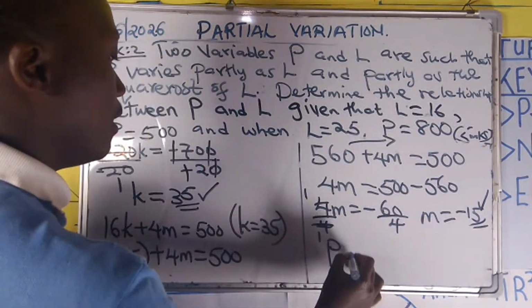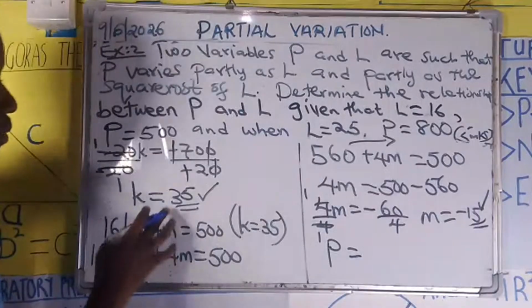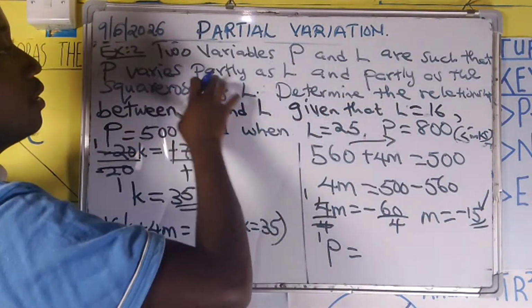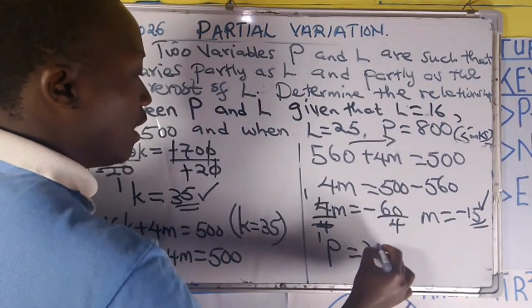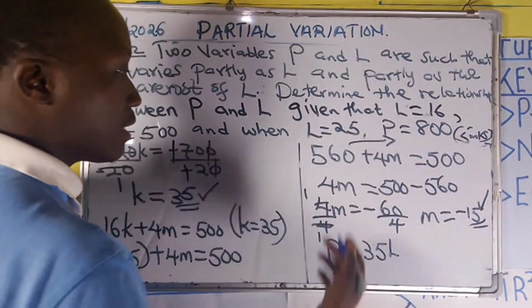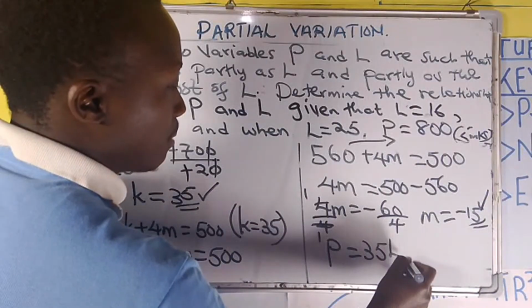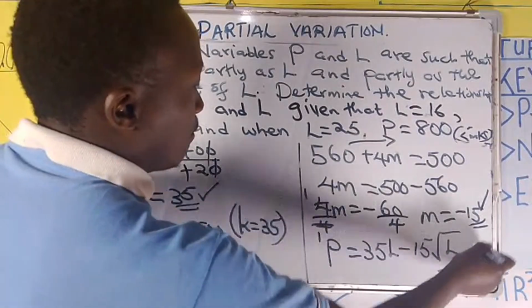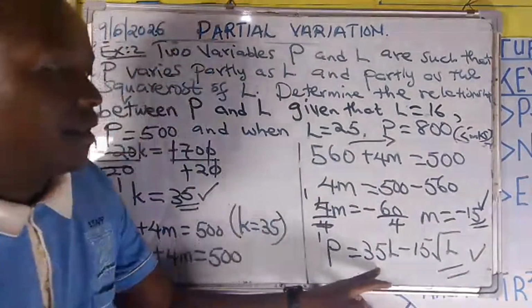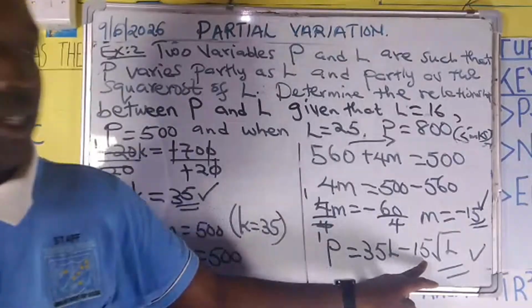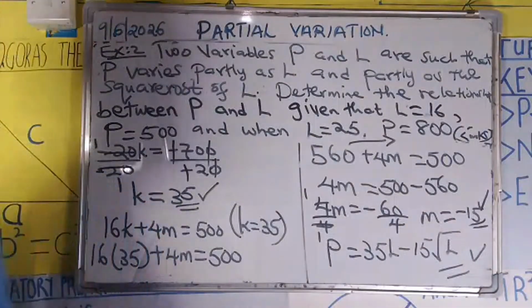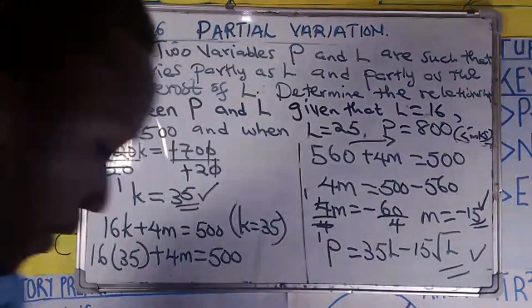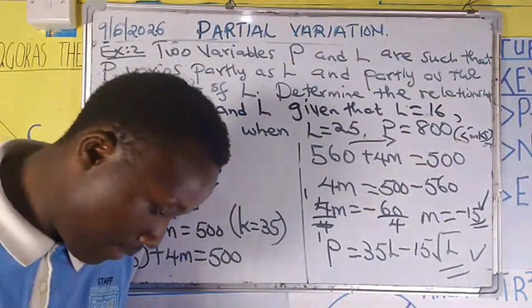So for us to write down the equation connecting P and L, it is going to be P is equal to, our K was 35, so it was partly varying as L, so it will be 35L, then plus negative 15, so plus minus will be minus 15 square root of L. P equals 35L minus 15 square root of L. So that is it. Let us do another example.